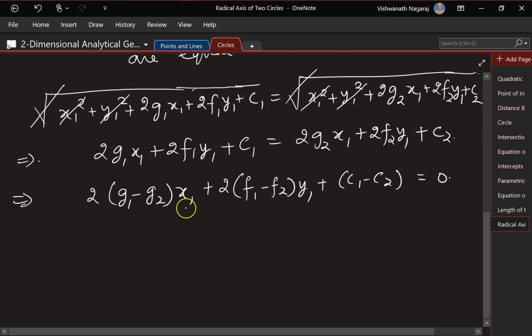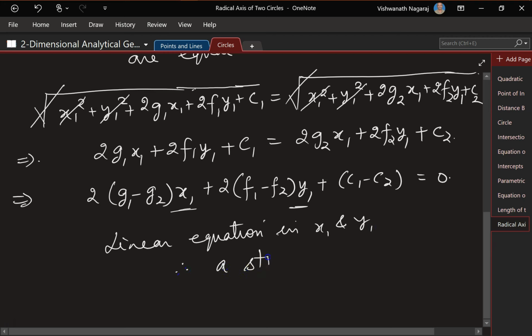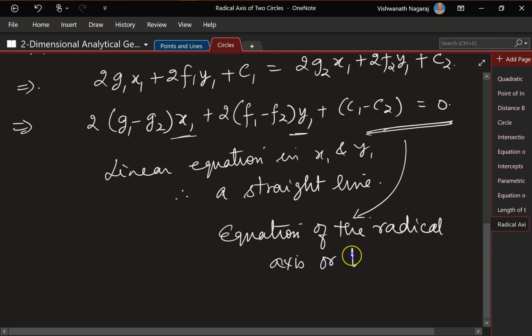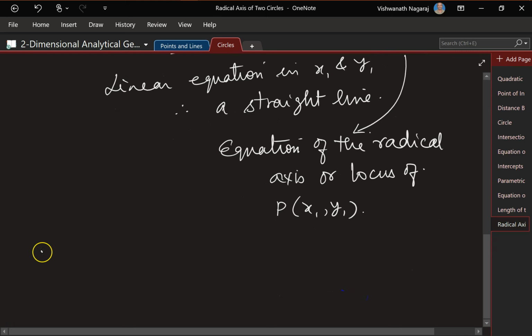Now this is a linear equation in x and y, or rather in this particular case x1 and y1. So therefore it is a straight line, and this is the equation of the radical axis, or the locus of (x1, y1).